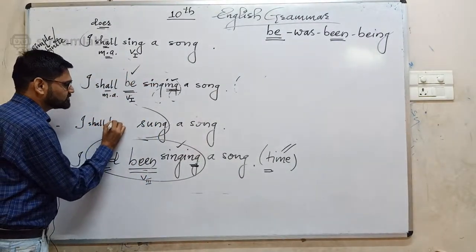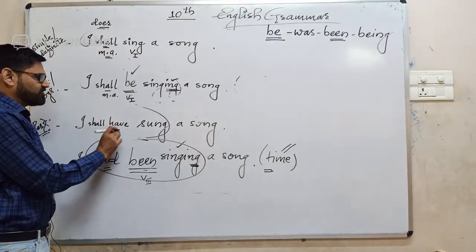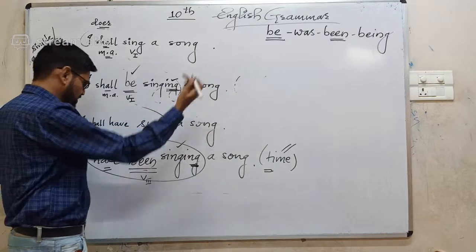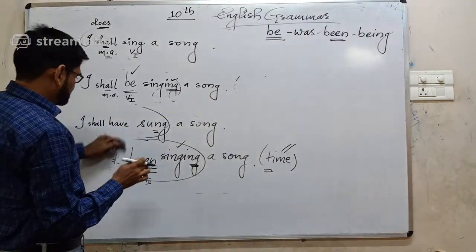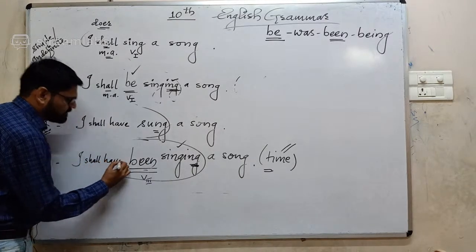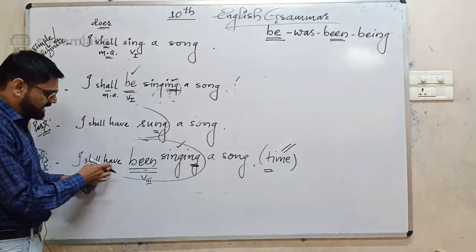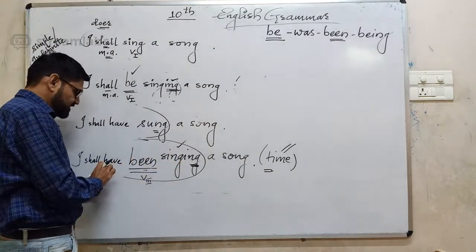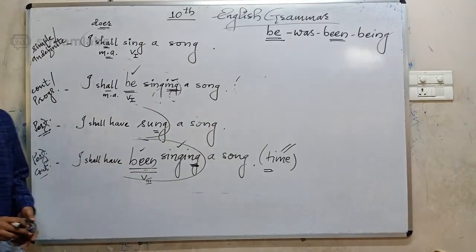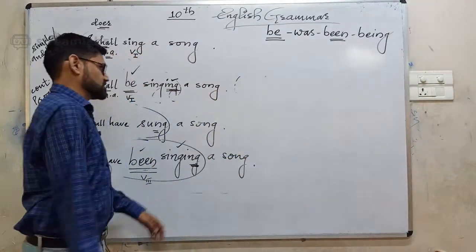Now it's future perfect. I shall have sung a song. As it is, no problem with it. Shall have in the first form, sung in the third form after V1. This have, it's V3. Very good. But in this tense again, I shall have, and again, have will not adjust with singing. ing and have cannot be used. Dharma sankat. After have has had, V3. We got V3. Been. This is future tense. And this thing remains common for all.